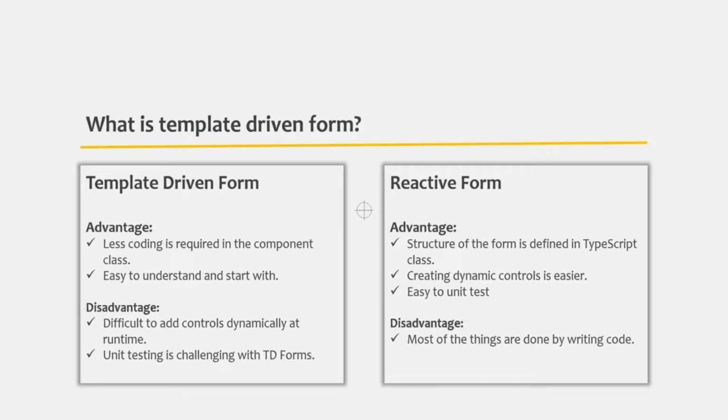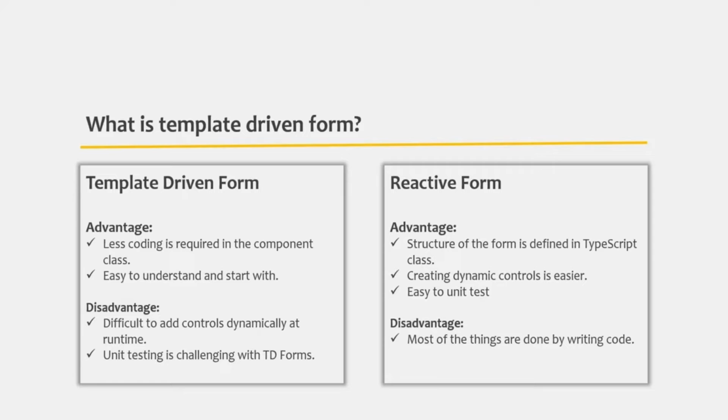In a template-driven form, we do most of the things, like behavior or validation of the form, in the template itself using directives or attributes on the form. Everything happens in the template and hence very little code is required in the component class. That's why it is called a template-driven form, because everything we are going to do is in the template itself, and we are going to write very little code for a template-driven form.